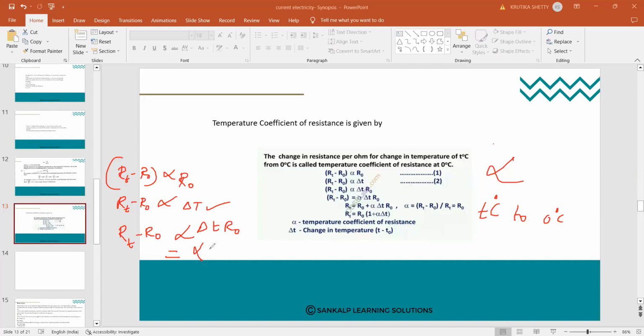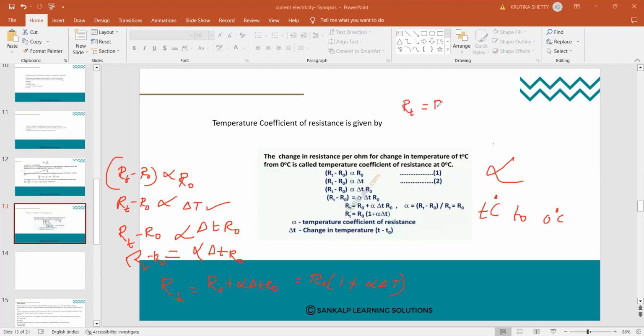So this alpha is called as what? It is called the temperature coefficient. So it is alpha delta T into R naught. So this is RT minus R naught is equal to alpha delta T into R naught. What I'll do, I write RT is equal to R naught plus alpha delta T into R naught. So what comes out here? R naught is common. So R naught into bracket 1 plus alpha delta T.